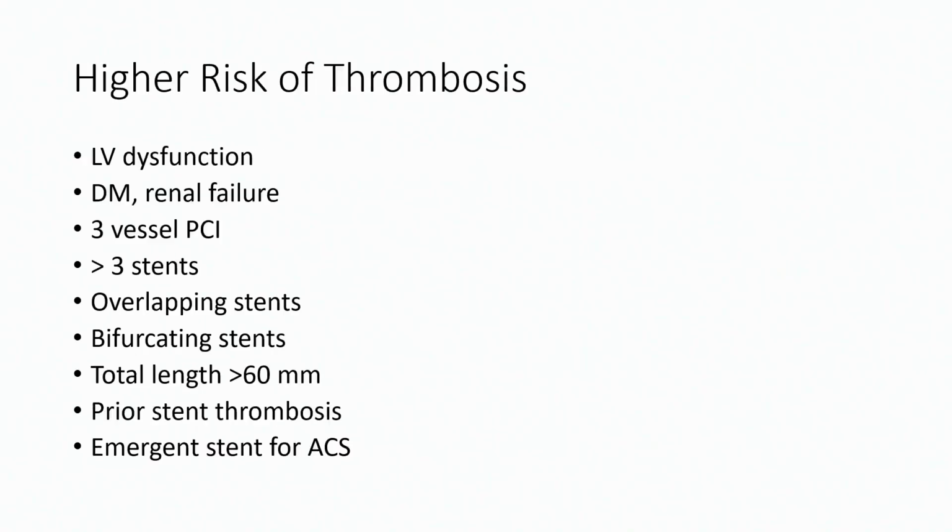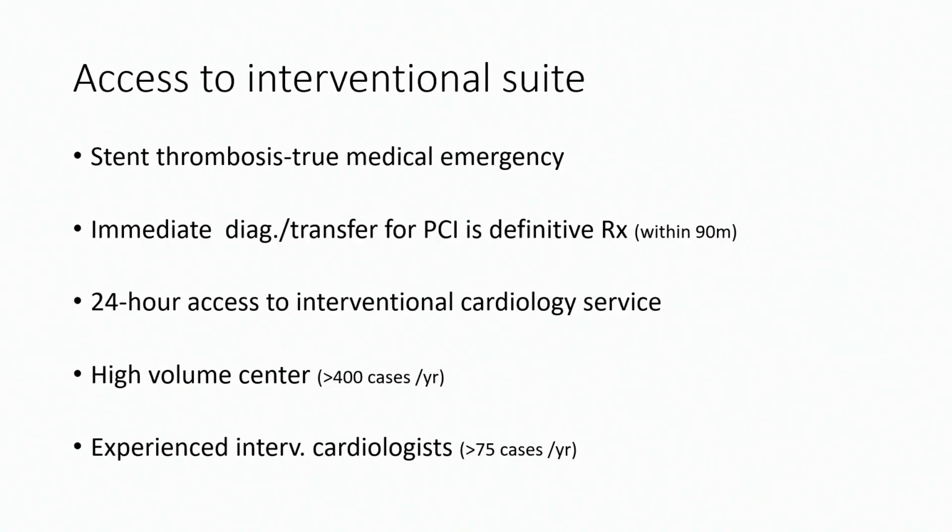The majority of patients have a higher risk of thrombosis, and these are off-label indications that the stents are placed for. And this includes patients with LV dysfunction, diabetes, renal failure, which is almost all of our patients, patients with 3 vessels, PCI, more than 3 stents placed, overlapping stents, which our patient that we discussed had, bifurcating stents, a long total length of stents, history of prior stent thrombosis, and of course, if the stent is placed for acute coronary syndrome. So that puts the patient in the high-risk categories.